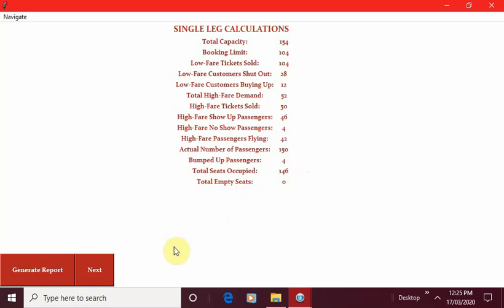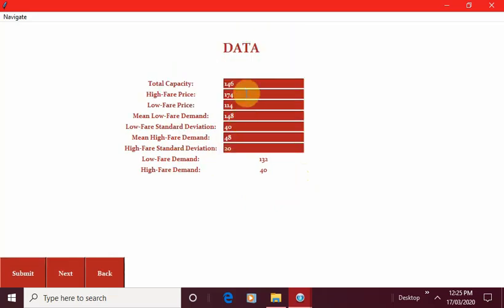Let's click on next. So we'll go on to the next, and that comes to this first screen where we enter the data, and this is for the 2nd of April. The capacity remains the same. The high fare tickets rate and low fare tickets rate remain the same. We'll change the mean low fare demand. Let's say the mean low fare demand here is 92 and the low fare standard deviation is 30.